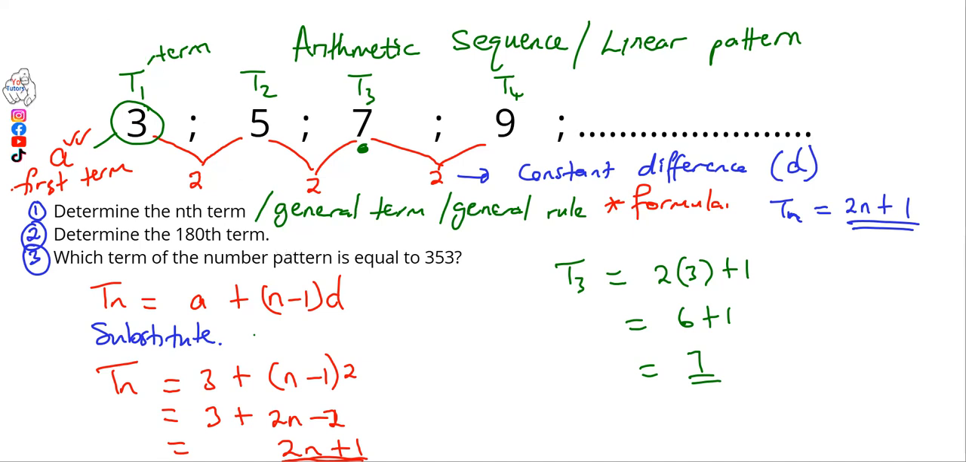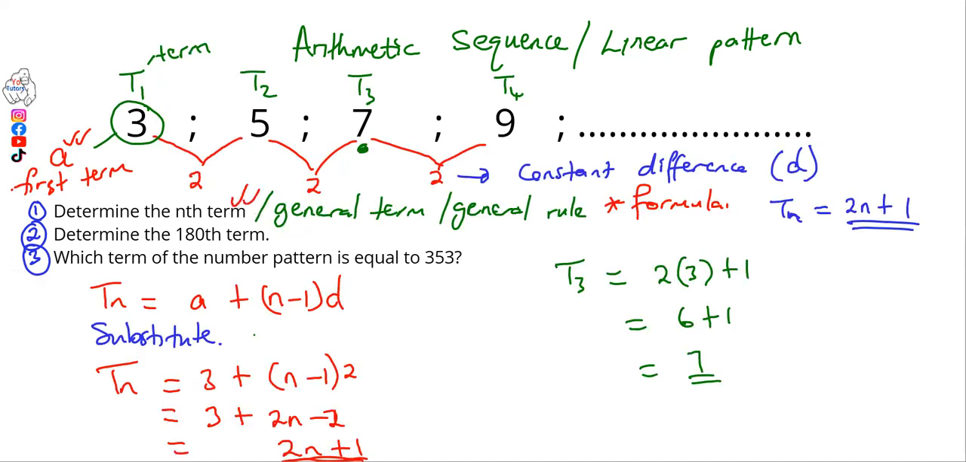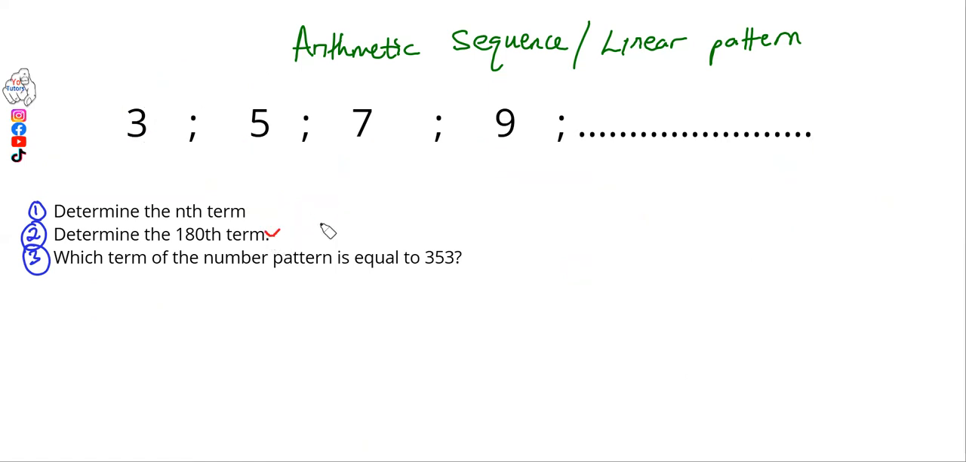Now let's go on to the next question, which is question 2. Question 1 here, we are done with it. Now let's look at the second question. On the second question here, we determine the 180th term. In this case, we don't need to stress ourselves. We're just going to bring in our general rule that we got already, which is 2n plus 1. When you're looking for the 180th term, T180 is going to be equal to 2 times 180. Sorry about that.